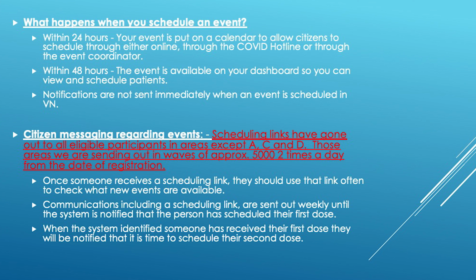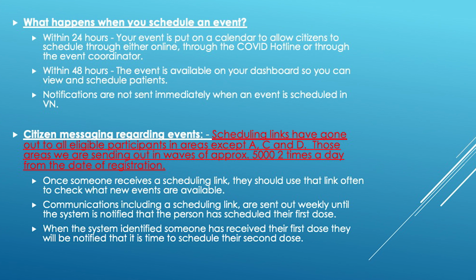Notifications aren't sent out immediately about that event, but we did roll out scheduling links to every single person who was eligible in every area except A, C, and D. A, C, and D all three have too many residents to schedule at one time. So we are sending them out in date order.